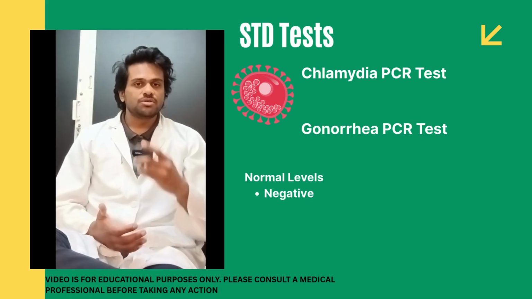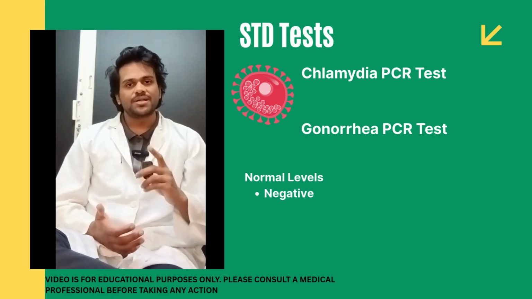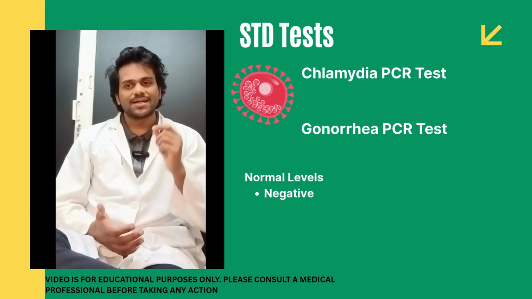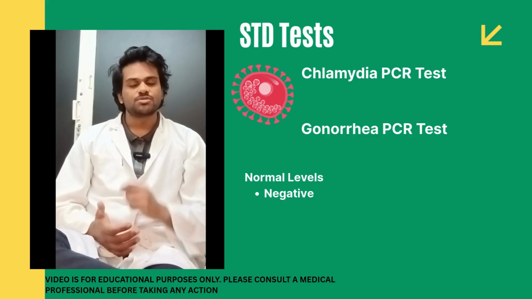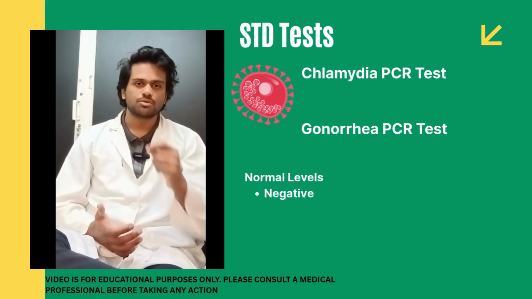These tests are done on a urine sample, and you have to provide just a single urine sample, and they directly check for the DNA of these organisms, so it's very accurate, and you will get the result within 2 to 3 days.